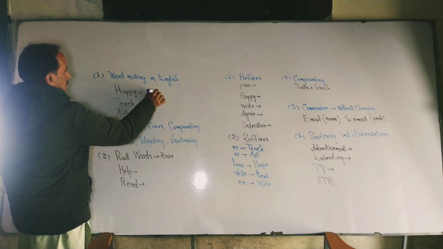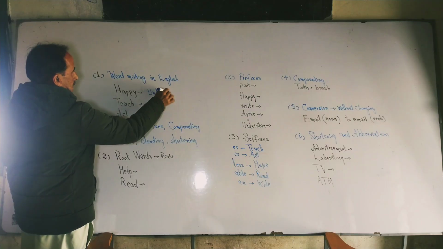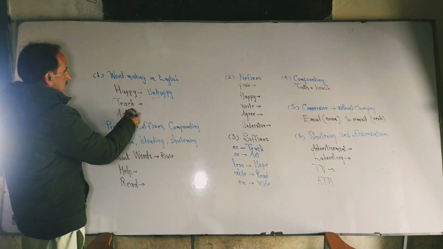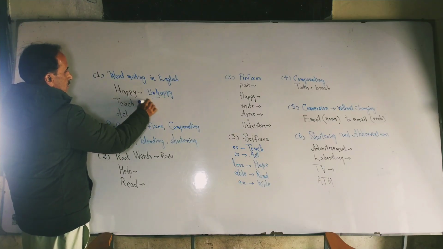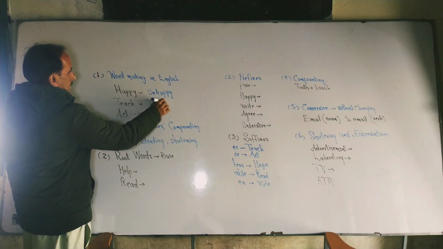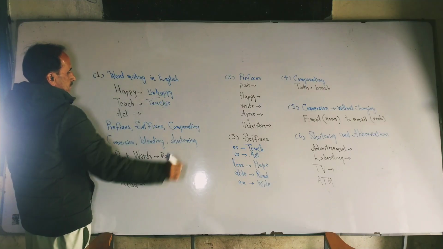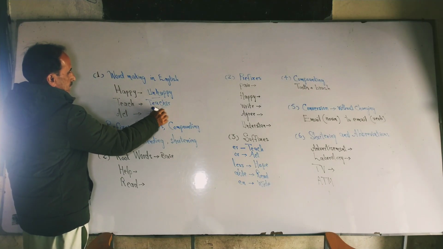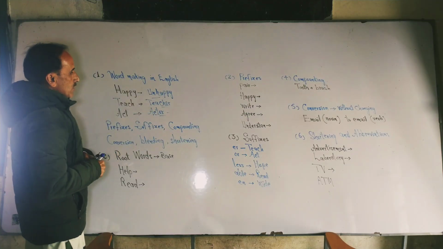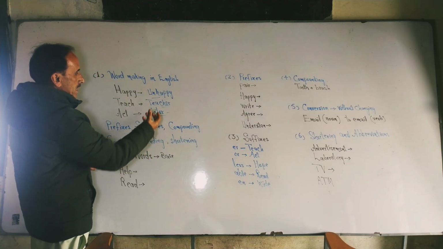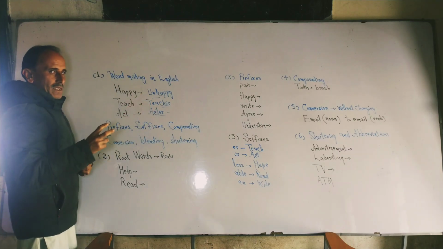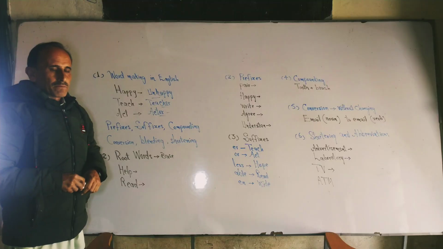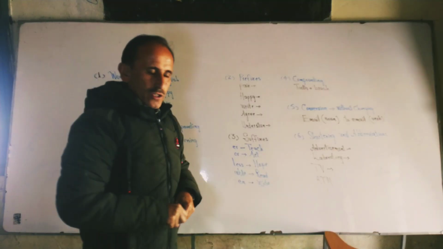Unhappy. Another word. For example, teacher, actor. So, this is a simple method where you add some letters at the beginning or the end of a word. You can create a simple new word very easily.